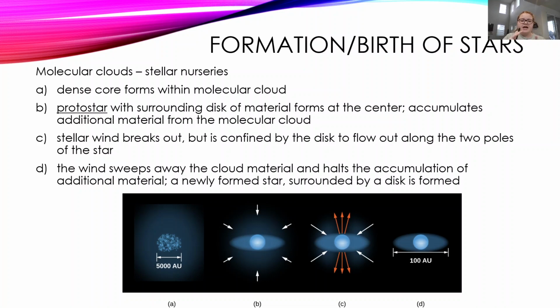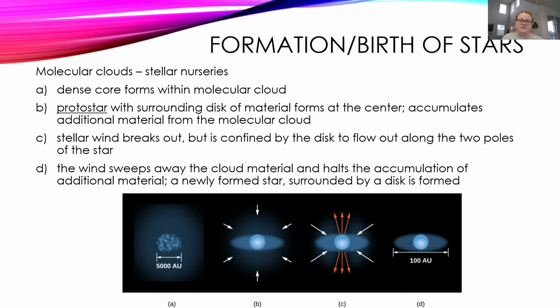After this step, as it clumps up more, or collapses into itself, a protostar with a surrounding disk of material forms at the center and accumulates additional material from the molecular cloud. So that's B here. C is where a stellar wind starts to happen, but it's confined to the disk, so it flows out along these two poles.